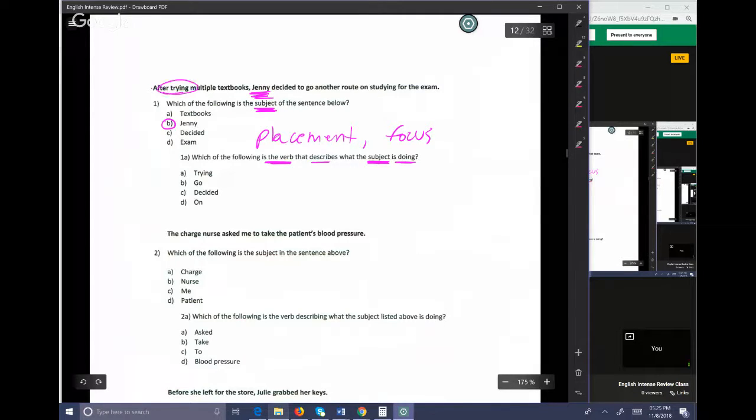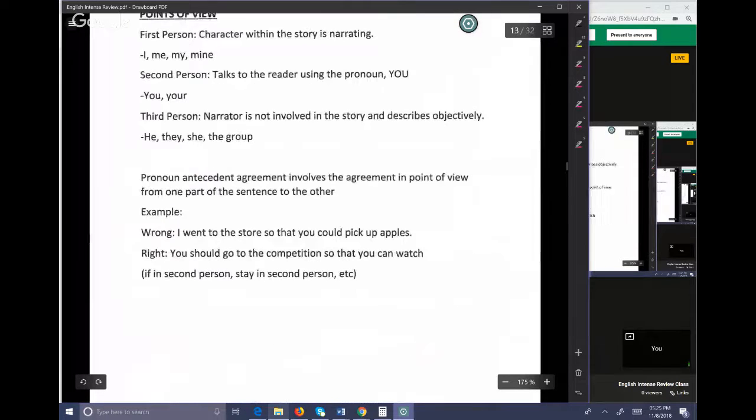So trying, although it is a verb and it is describing Jenny, is not the verb that goes with Jenny. The verb that goes with Jenny is decided. After trying multiple textbooks is completely out because it's a dependent clause. Jenny decided is our subject and verb. So there's more of those to practice. They all have two parts to them.